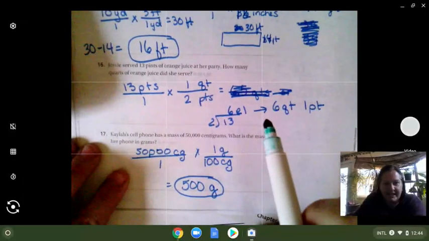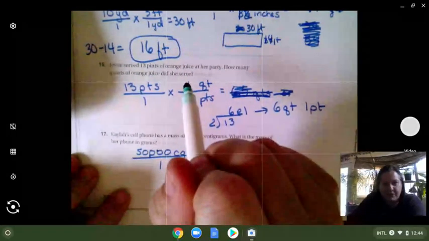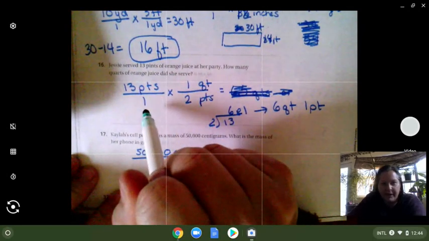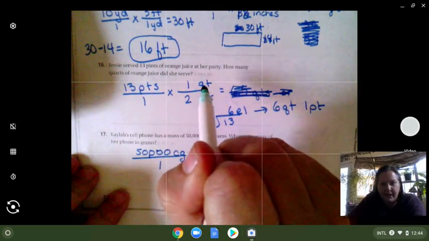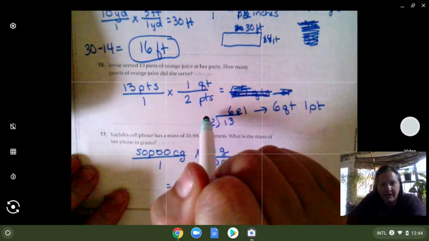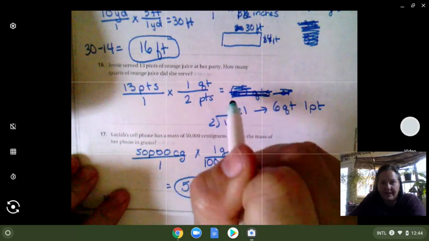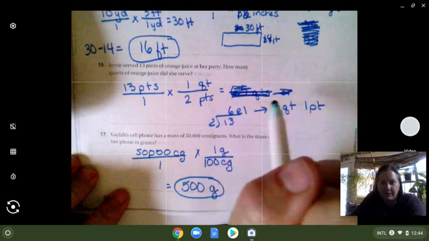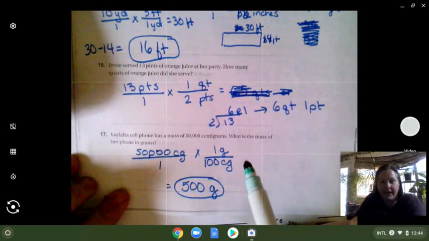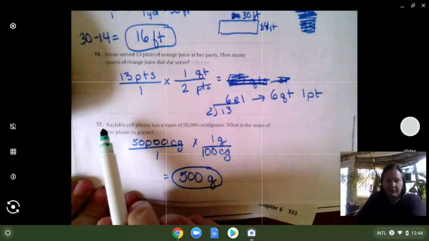Okay, Jessie served 13 pints of orange juice at her party. How many quarts of orange juice did she serve? We start with 13 pints. Change pints to quarts. There's 2 pints in a quart, so we divide by 2. So 13 divided by 2 gives us 6 remainder 1, so that'll be 6 quarts, but we still have that 1 pint left over. So that's another way, instead of getting a fraction or a decimal, is just to say you have 1 pint left over.